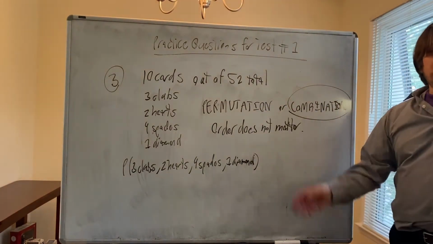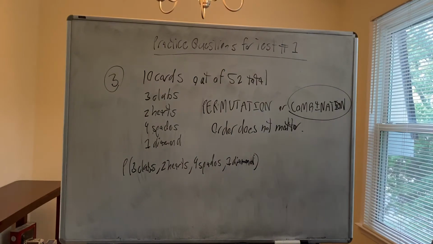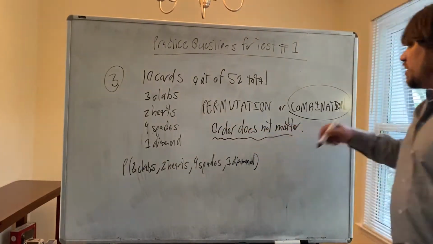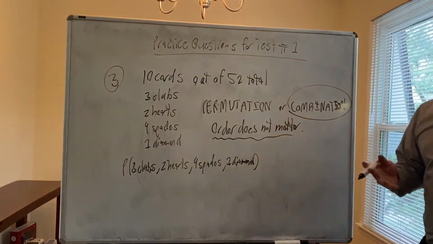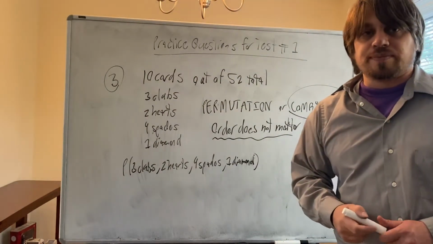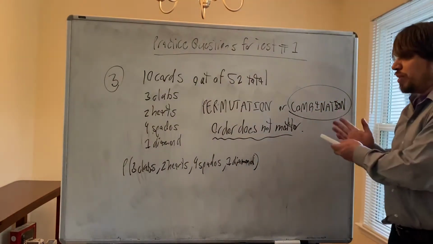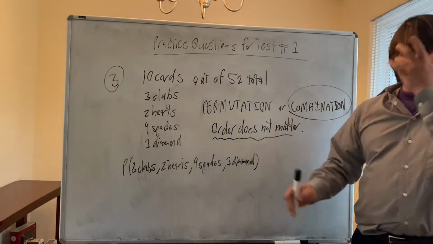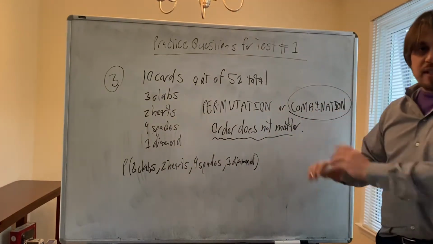Permutation would be if order matters. Combination would be if order does not matter. And so because order does not matter, this is a combination problem. And so we're going to find this probability using combinations. We're not going to ever use permutations. Once we decide on one, we stick to that the entire time.